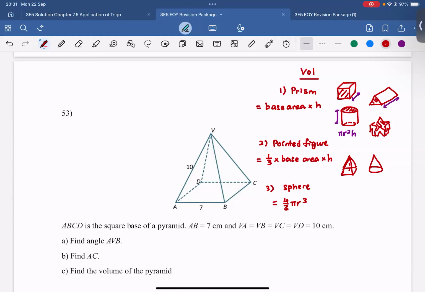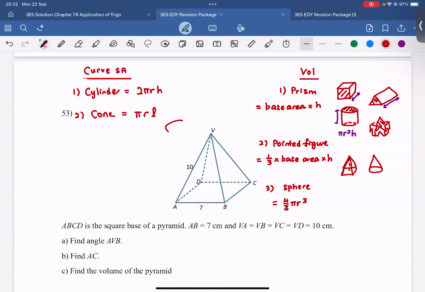Okay, so this is volume. What about surface area? Actually, for surface area, you only need to remember how curved surface area looks like. Okay, so curved surface area, there's only two. So cylinder curved surface area is the circumference times height, 2 pi r h. Then you have your cone, pi r l.